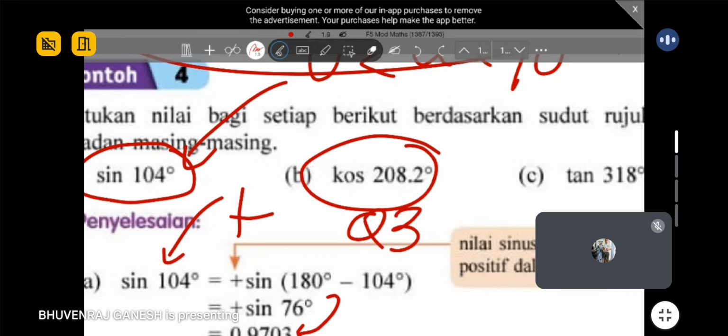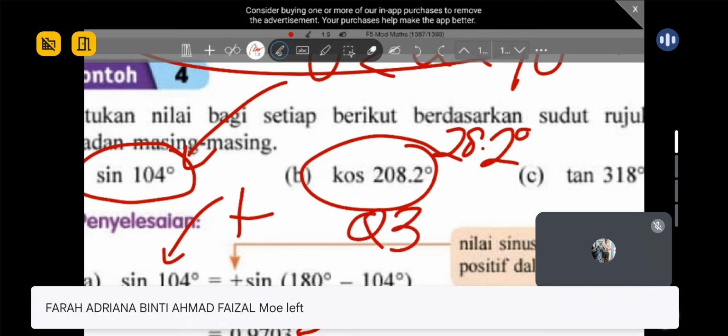Come on, guys. Reference angle. Anyone? Apa nilai kamu dapat untuk sudut rujukan? Yes, very good. Okay, the answer is 28.2 degrees. This is your reference angle. 28.2. Okay, so is this positive or negative, guys?